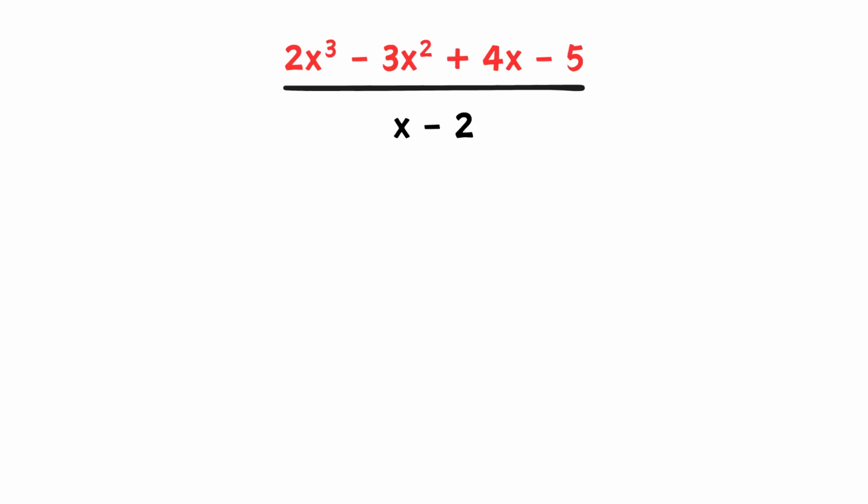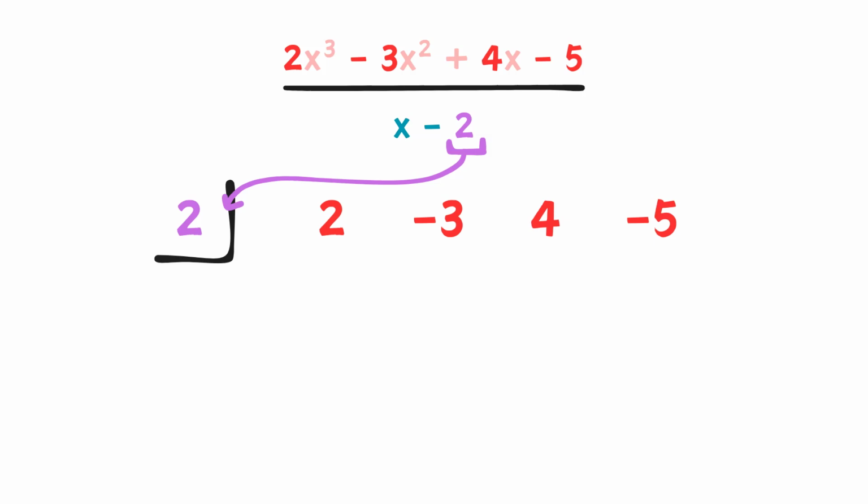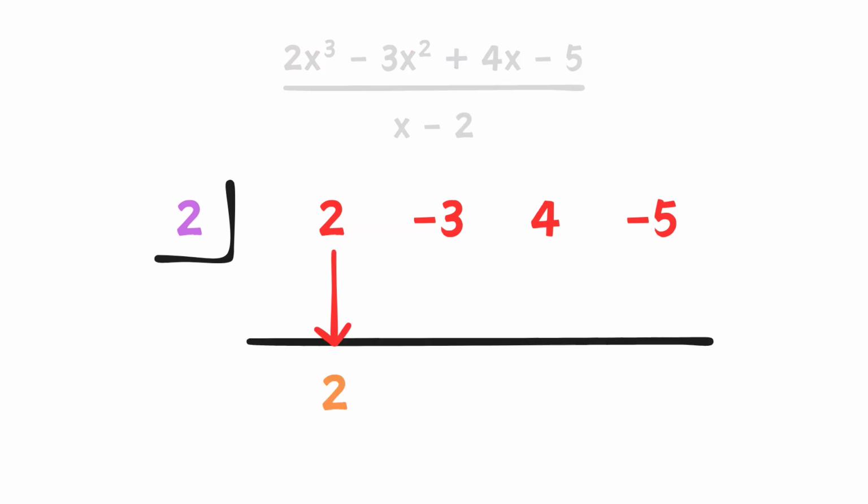The first thing we need to do is write down the coefficients of the dividend. That would be 2, -3, 4, and -5. Since the divisor is x minus 2, our c is 2. So we can put this to the right of our coefficients. We'll leave the first coefficient as it is.